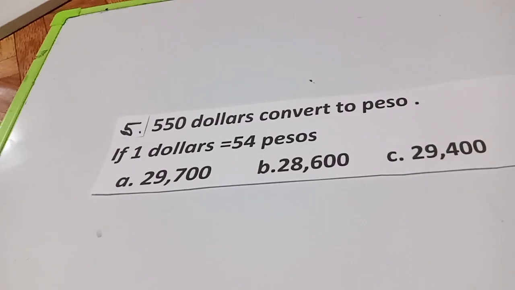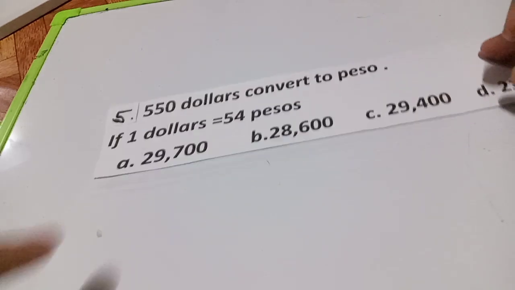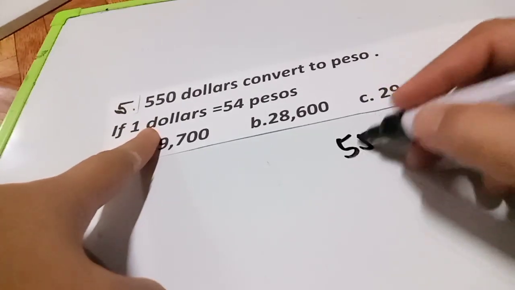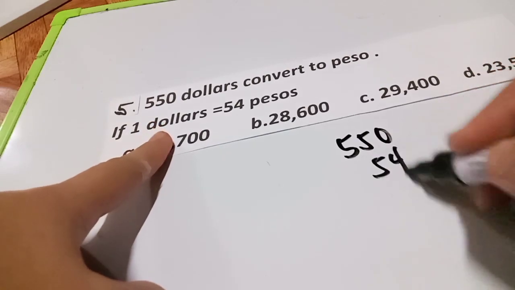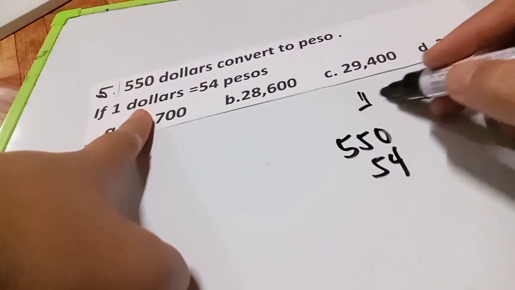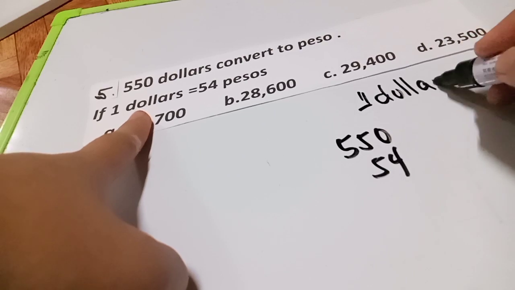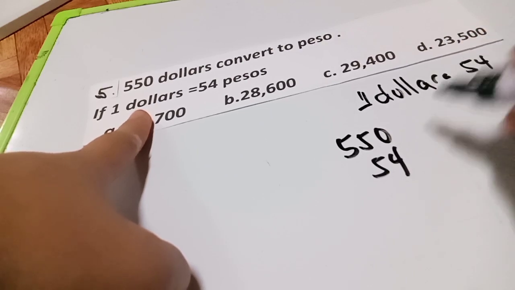Okay, let's proceed to number 5. Okay, guys, this is very easy. This is just a conversion. $550 converted to pesos, if $1 is 54 pesos. All you have to do is multiply. Automatically, 550 multiplied by 54, since $1 is equal to 54.